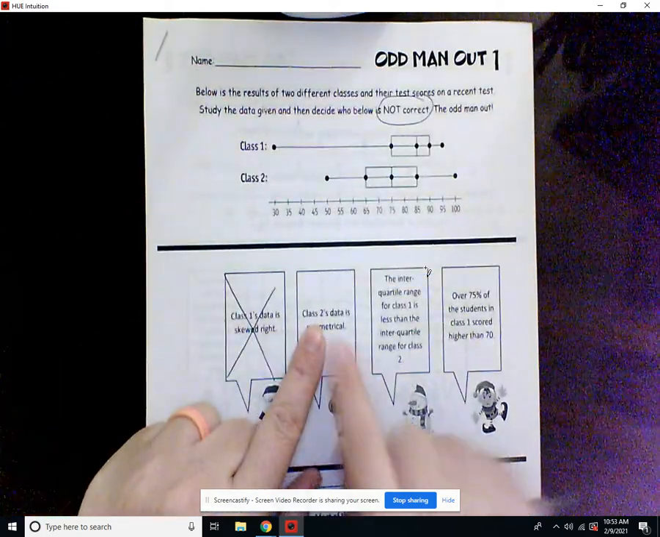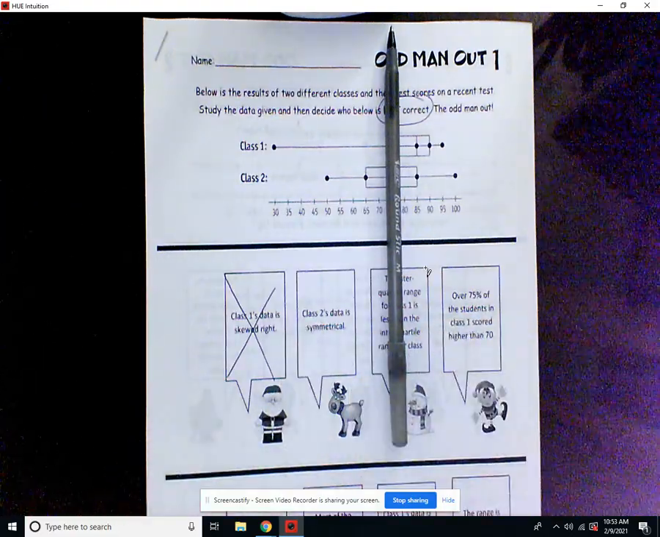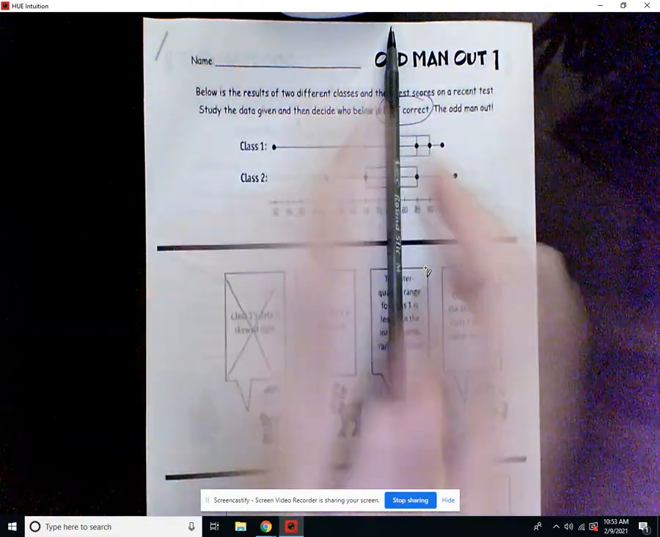So class 2 data is symmetrical. So remember, symmetrical is we put our pen in the middle and we fold it in half and it matches, and this does match.